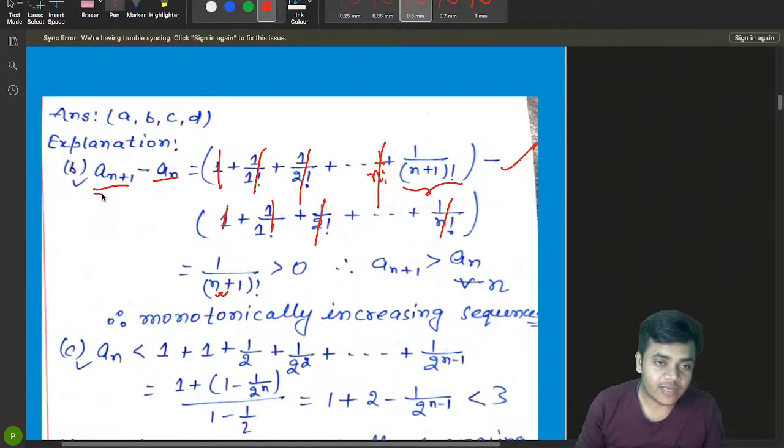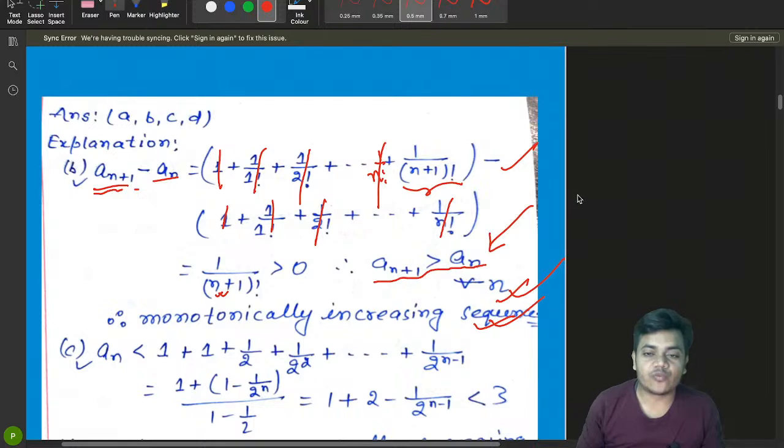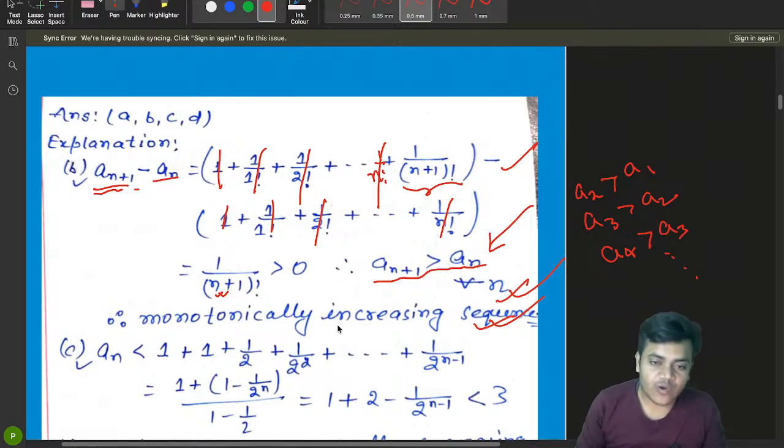So what happens if an plus 1 minus an is strictly greater than 0? This implies an plus 1 is strictly greater than an for all naturals. That's why this is monotonically increasing, because if you put n equals 1, you will see a2 is greater than a1. If you put n equals 2, then a3 will be greater than a2. n equals 3, then a4 is greater than a3, and so on. So this is a monotonically increasing sequence.